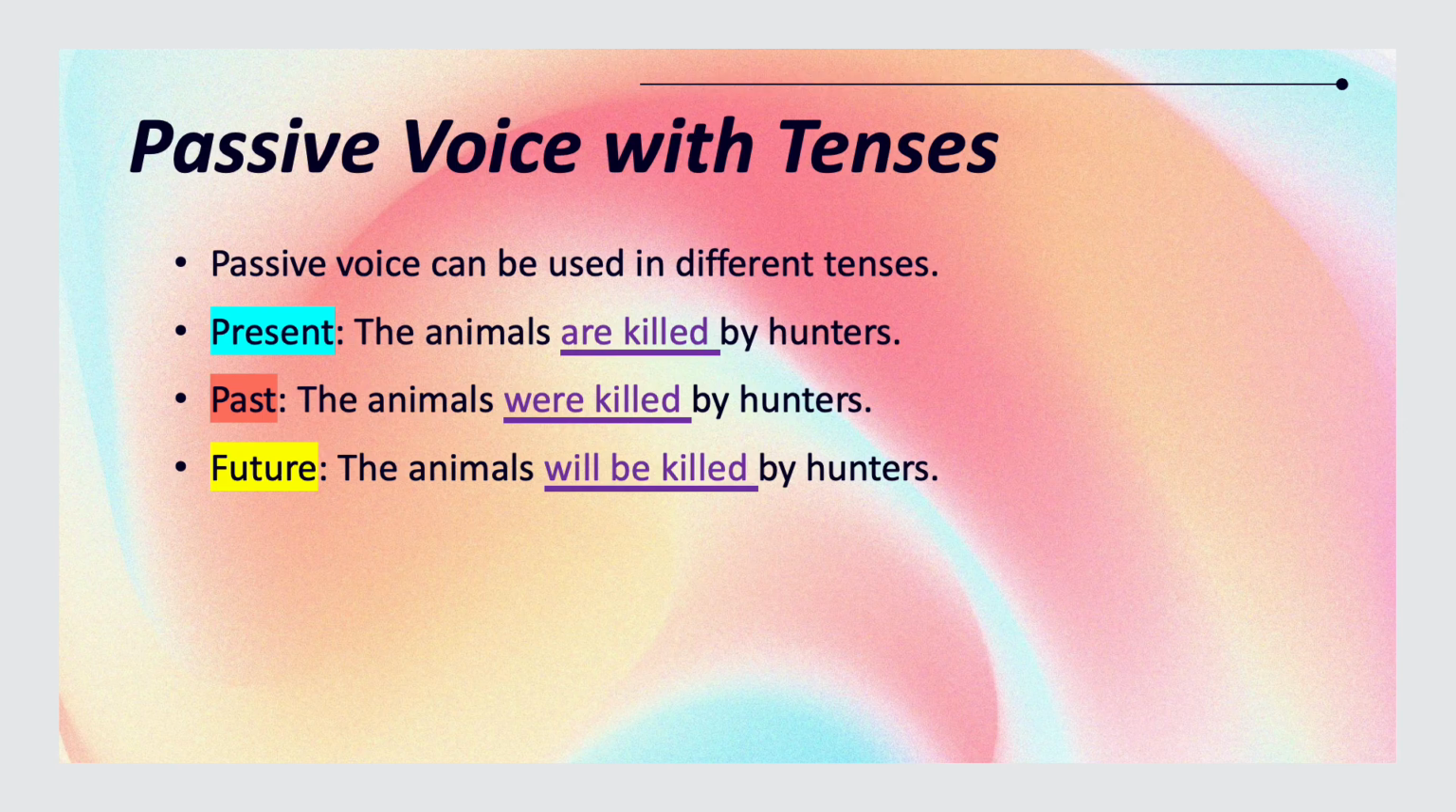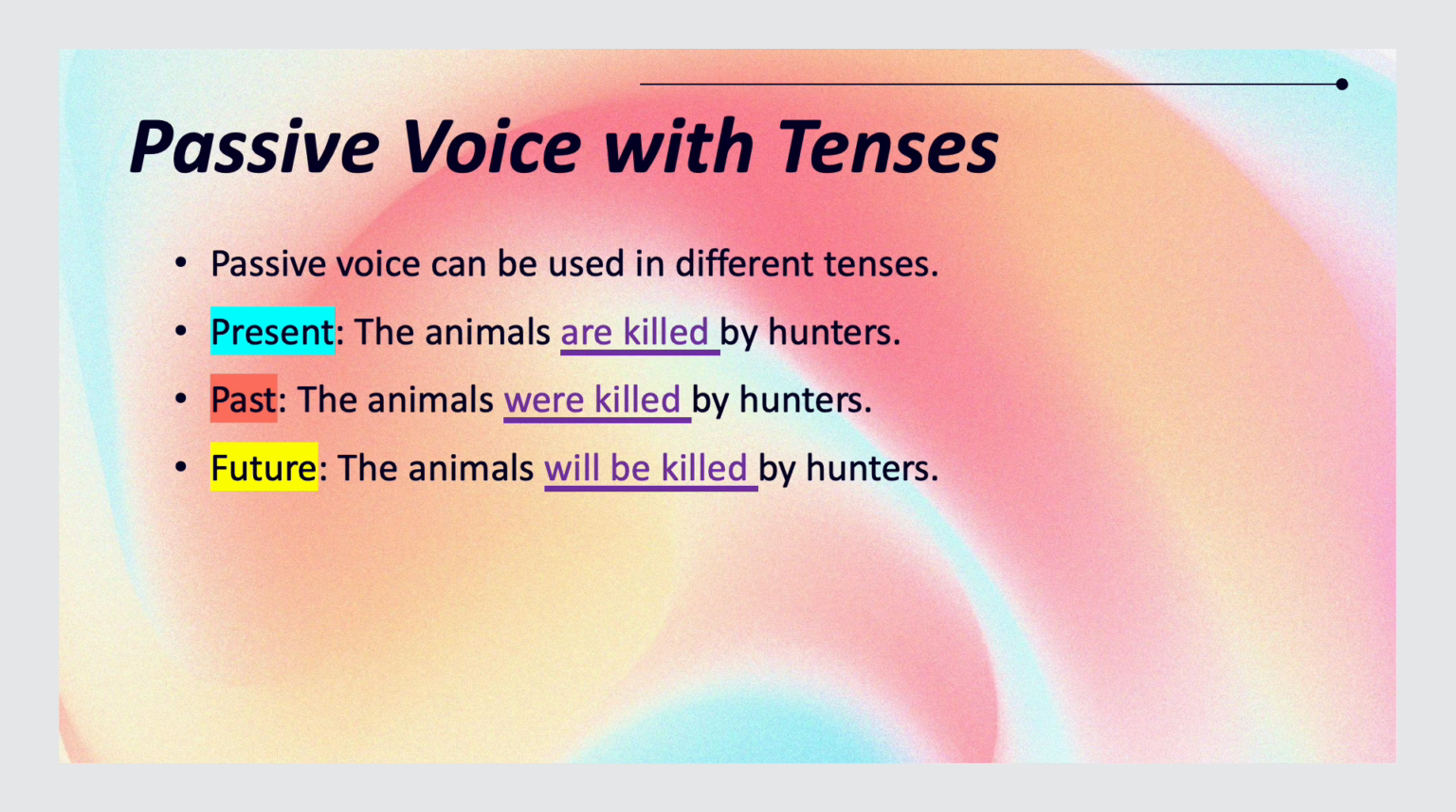It is just one of the examples in passive voice, but don't forget that passive voice can be used in different tenses, like present tense, past tense, and future tense. Let me give you some examples. Passive voice can be used with present tense, like the animals are killed by hunters. Passive voice can also be used with past tense, like the animals were killed by hunters.